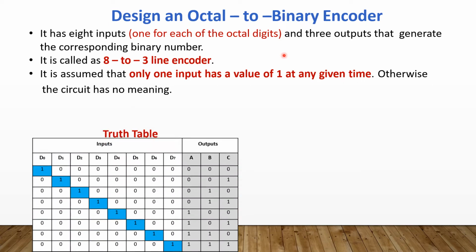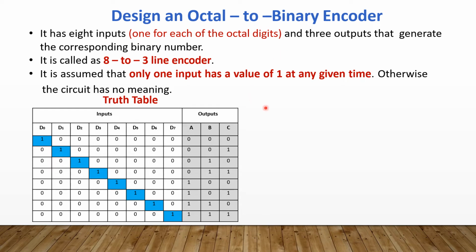First we have to construct the truth table for octal to binary. As I told you, octal means 8 inputs, so I am writing D0 to D7, and there are 3 binary outputs A, B, C. Only one input is active at a time. In the first row, only D0 is equal to 1 and the remaining inputs are all 0, so the corresponding output will be all 3 zeros. In the second row, only D1 is equal to 1, the remaining inputs are all 0, so the 3-bit equivalent is 0, 0, 1. In a similar way, we can construct the rest of the truth table.